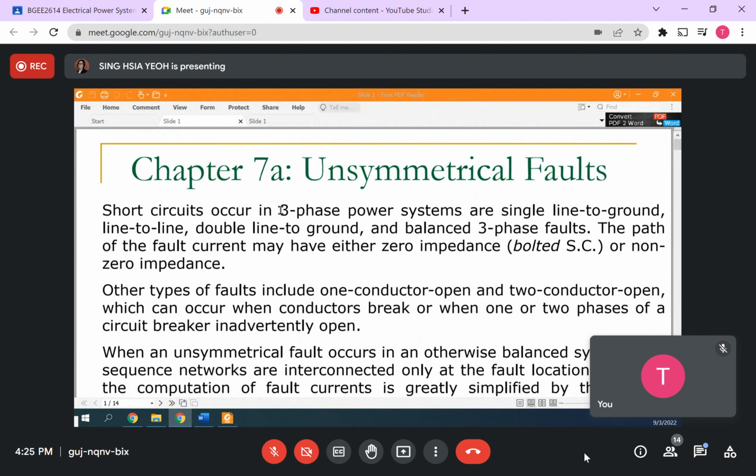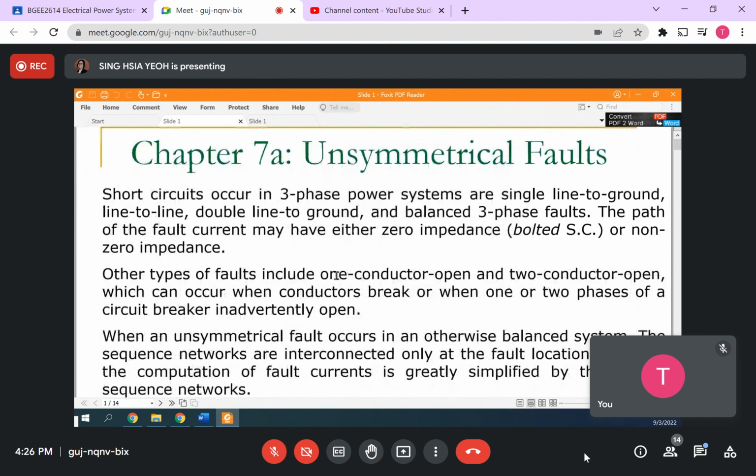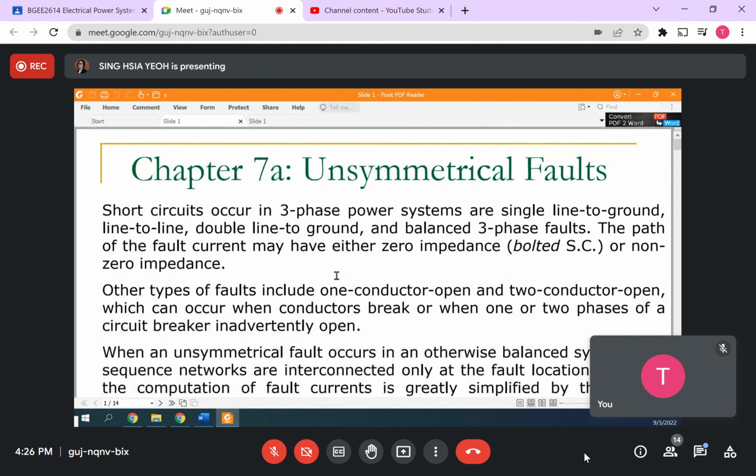Hard. Yeah, I think because you are not used to it yet, after you do more questions, then it should be fine. Yeah, I also want to add more questions to the symmetrical faults chapter.